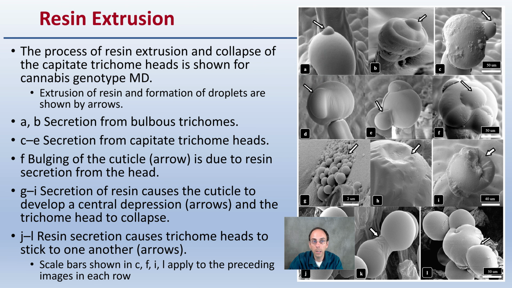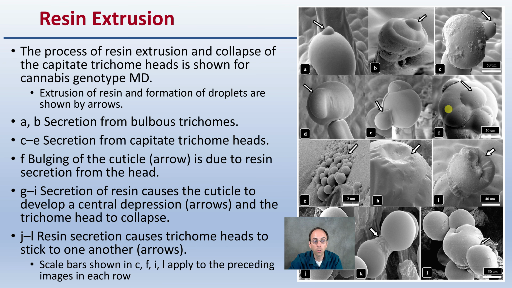Now resin extrusion here. So when we're looking at the collapse of the trichome heads shown again for genotype Moby Dick, the extrusion of resins and formation of droplets are shown again by the arrows here. A and B shows the secretion from the bulbous trichomes, and we're looking at C through E, showing the secretion of the capitate trichome heads. So a little different formation, but same basic concept and idea. We're having that storage organ bulb out in a 3-dimensional form.